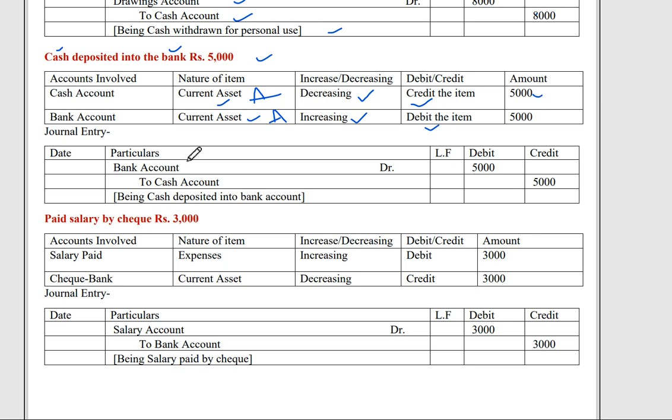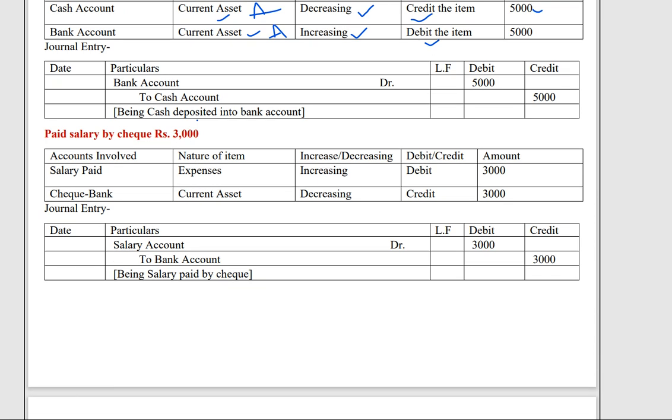The journal entry for this is: Bank account debtors to cash account. Bank account 5,000 debited, cash account 5,000 credited. "Being cash deposited into bank account" is your narration, or any narration which you write in your own words.